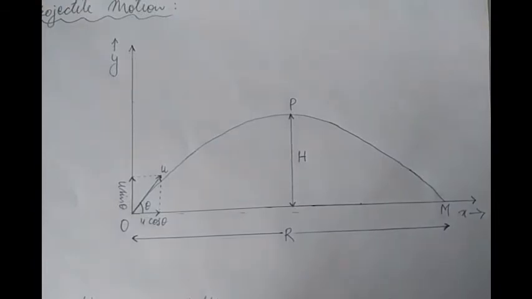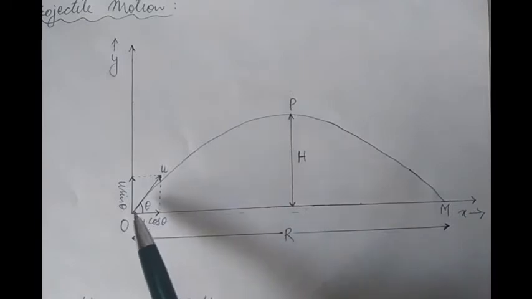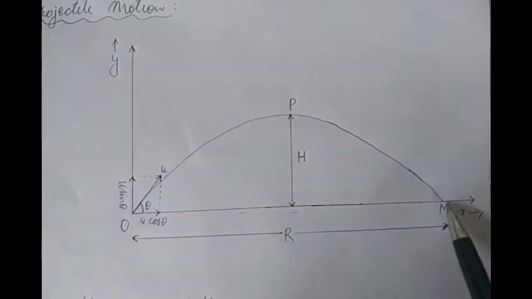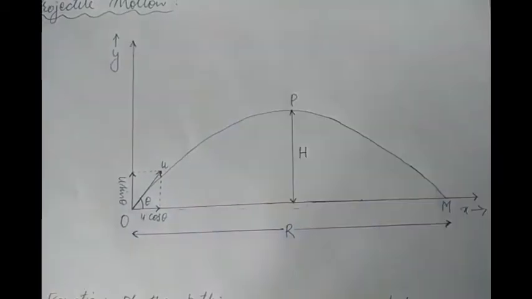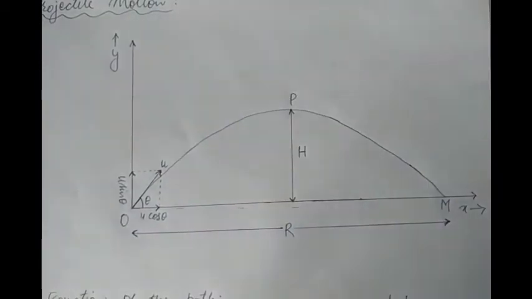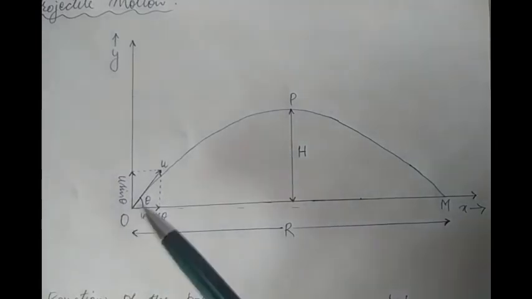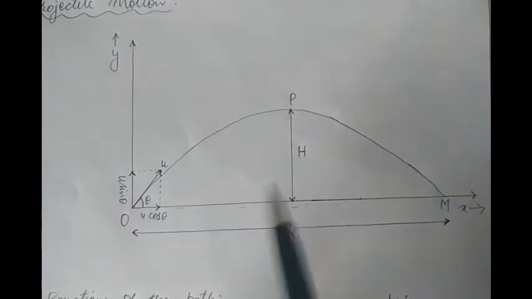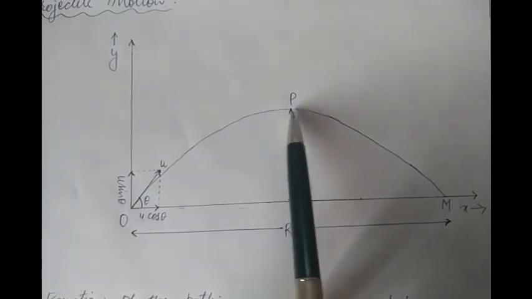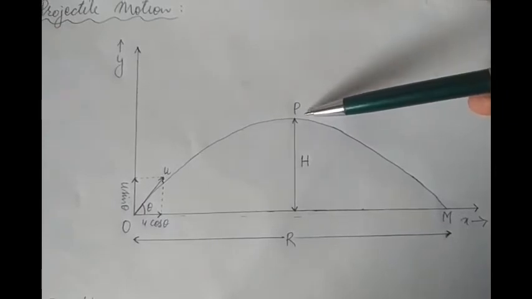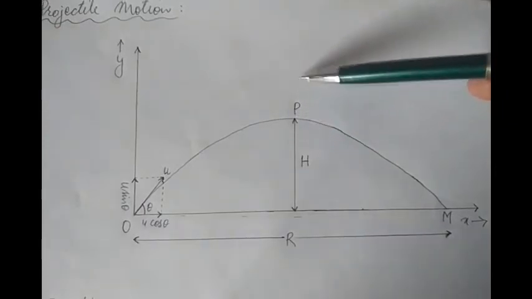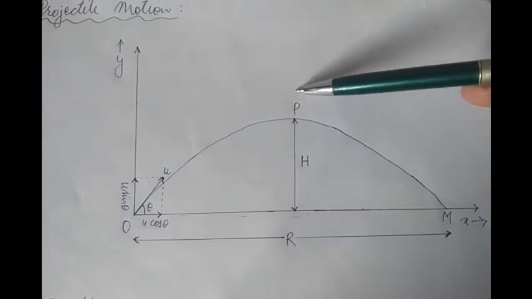Now let us try to find out the total time taken by the projectile to reach from point O to point M, which is also called the time of flight of the projectile. In order to do that, we will first find the time taken by the projectile to reach from O to P. Since we've already discussed that a parabola is completely symmetric, the time taken by the projectile to reach from O to P will be the same as the time taken to reach from P to M. Also, at the maximum height, or at point P over here, the vertical velocity of the projectile is 0 because it's not going to go any further in the upward direction.